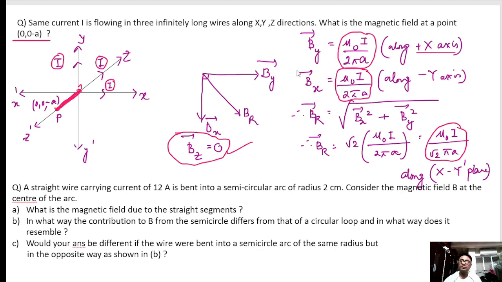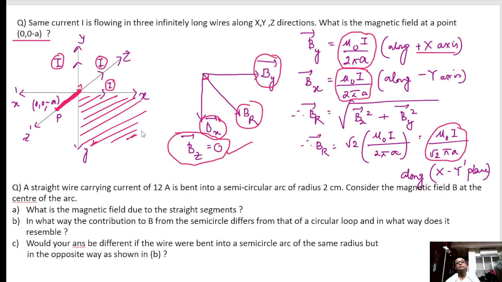okay, so this you can see, and the magnetic field due to the X axis will be along, this is the current, so along down, so this is the magnetic field along the X axis. They are perpendicular to each other, so the resultant magnetic field using this formula will be along the XY plane, that means along this axis, this section. Clear?